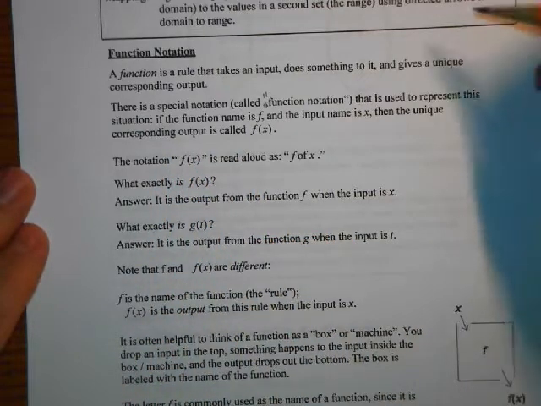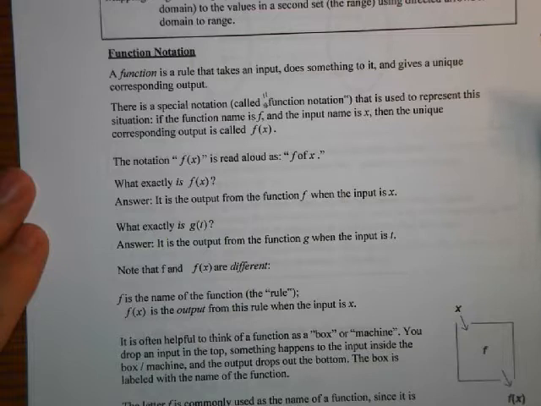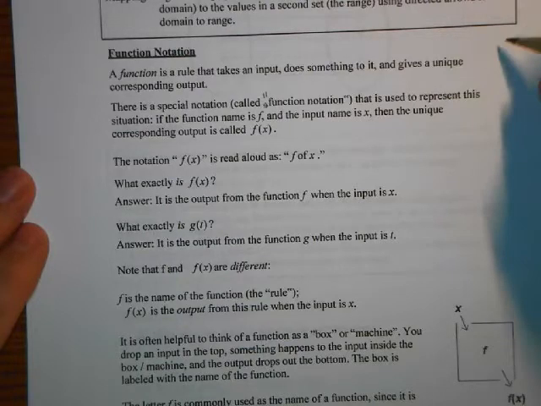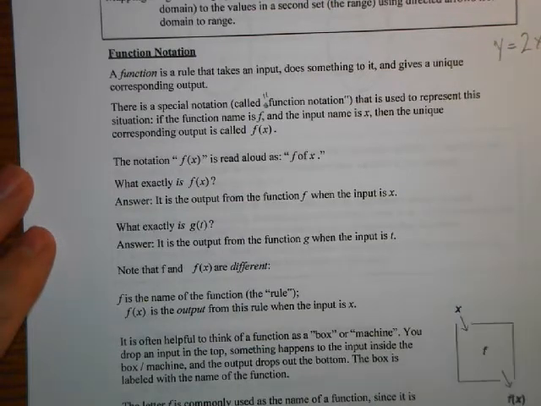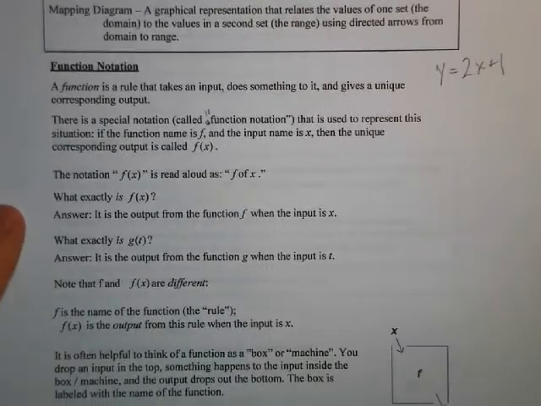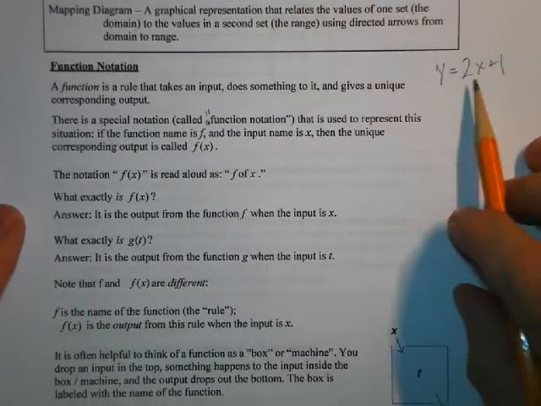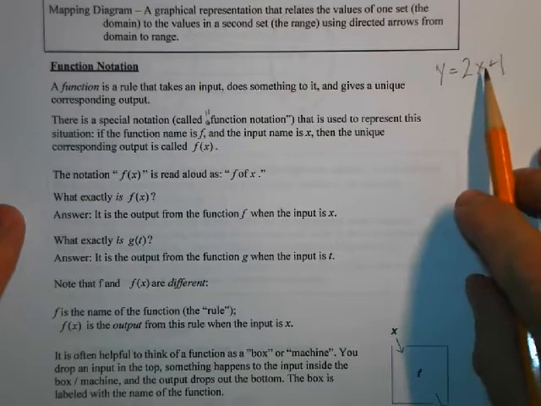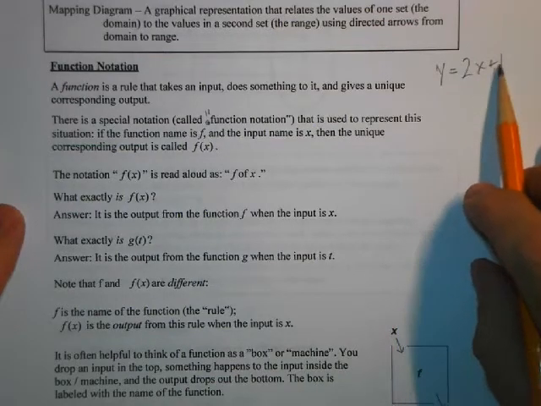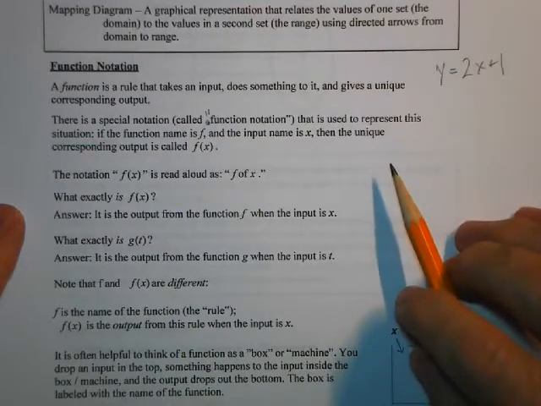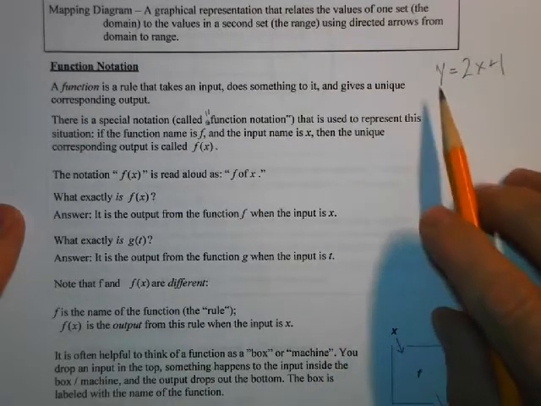Now I'll show how this relates to what we've done in the past. In grade 9 and 10, we might have had a linear relation or quadratic relation. For example, we'd have an equation for a linear relation like y equals 2x plus 1. Basically, you pick a value of x. It can be anything. You plug it in here, multiply it by 2, add 1, and you get your y value.